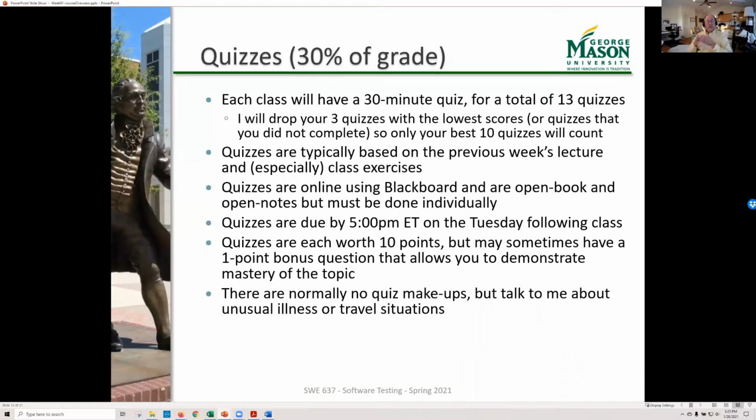So quizzes are typically based on the previous week's lecture, and they typically follow pretty closely what the in-class assignment was. So if you got through the in-class assignment and you understood what we were doing, you're probably in pretty good shape for the quiz. I'm not guaranteeing that it's always a one-to-one matchup, but it's often the case. It's often based pretty heavily on what we did as part of the in-class work. So the quizzes are on Blackboard.